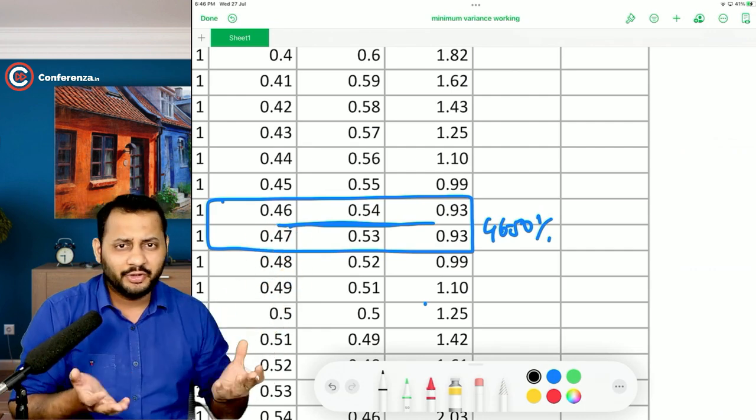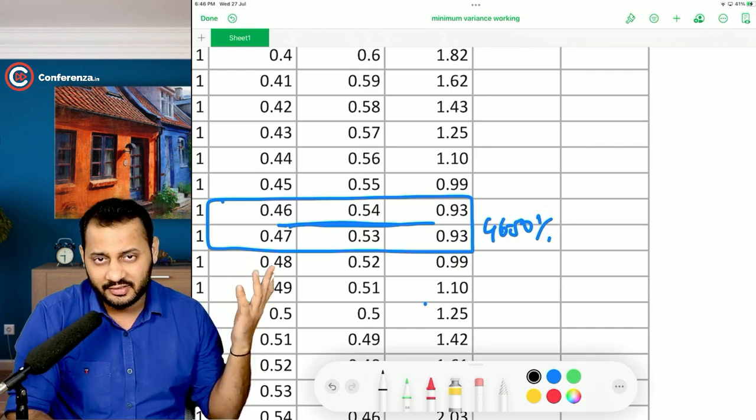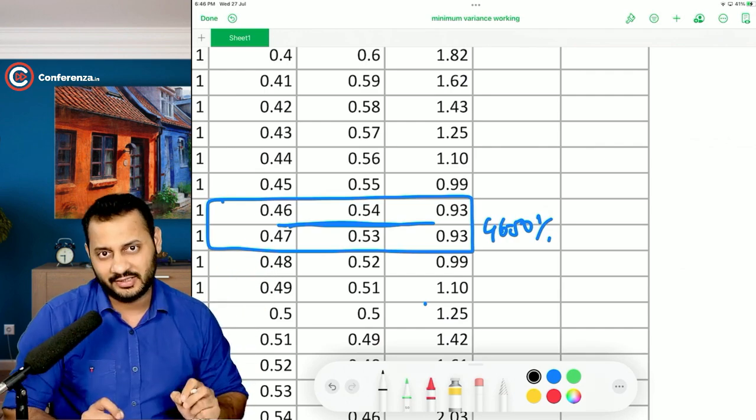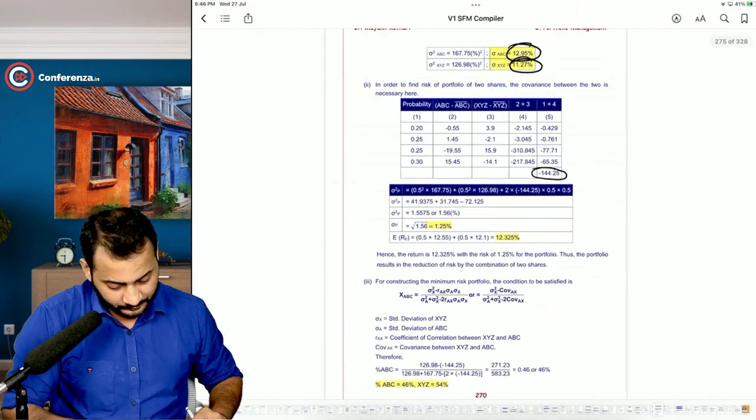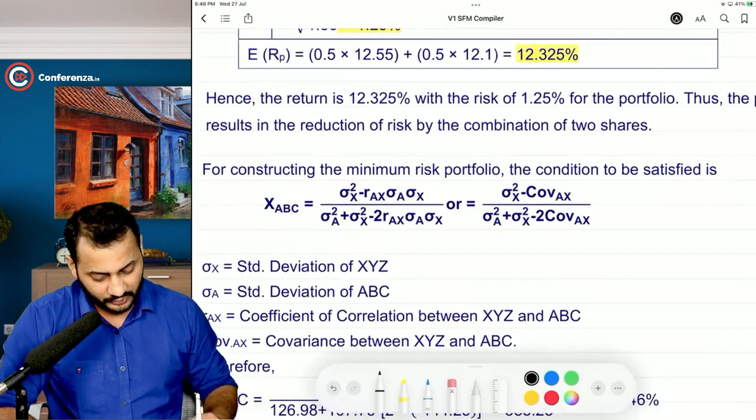But you cannot do that in the exam using an Excel sheet, right? You should have a formula for that. And the formula for that is not that easy to remember. See, this is the formula.